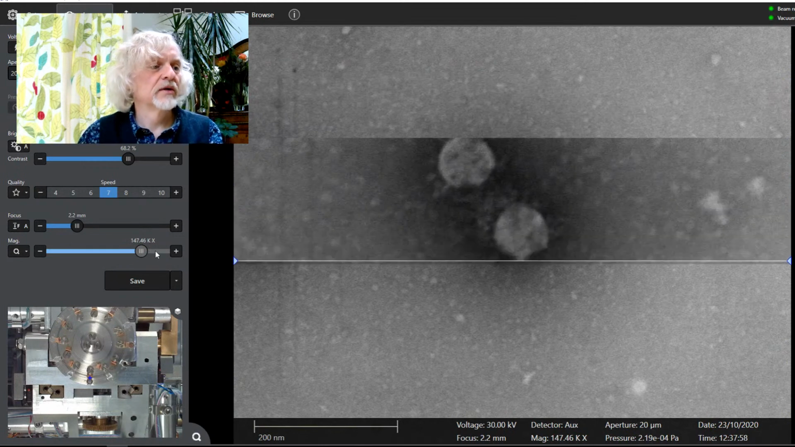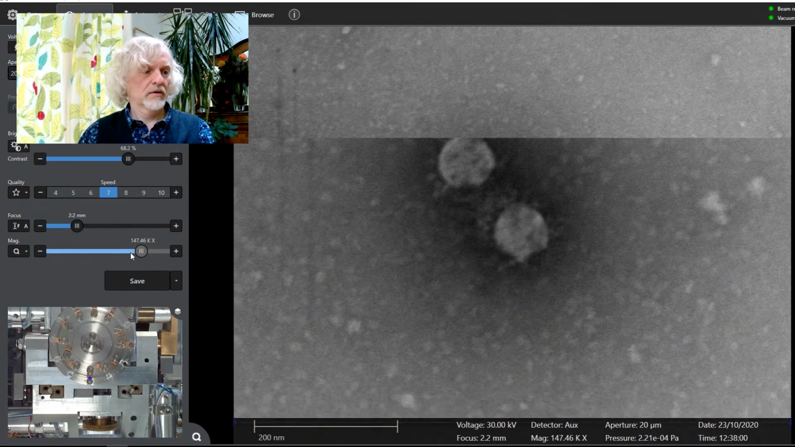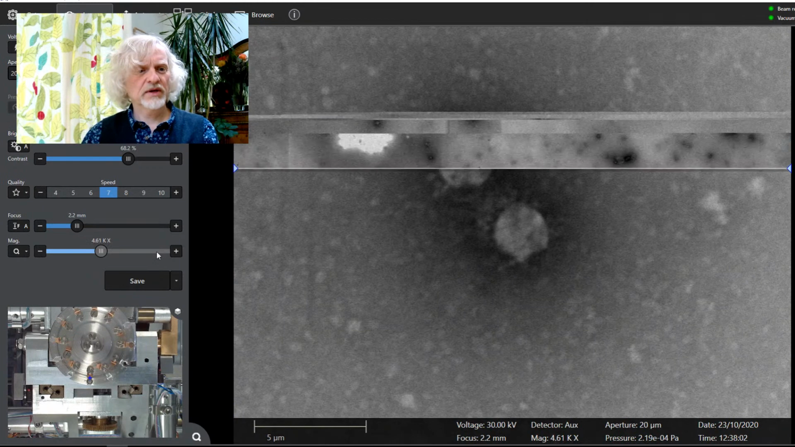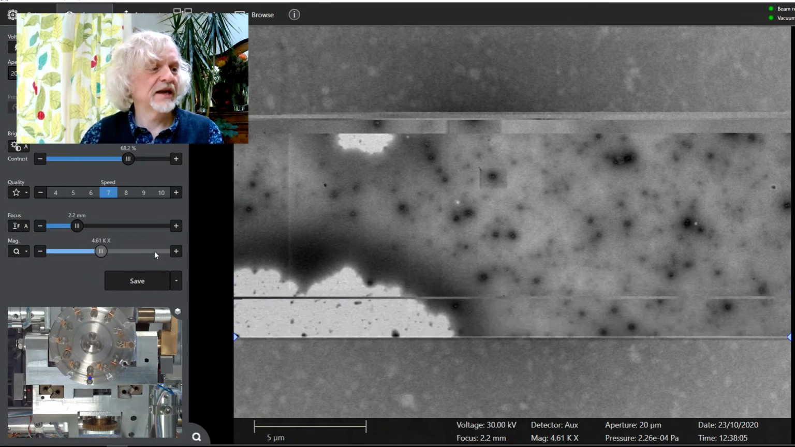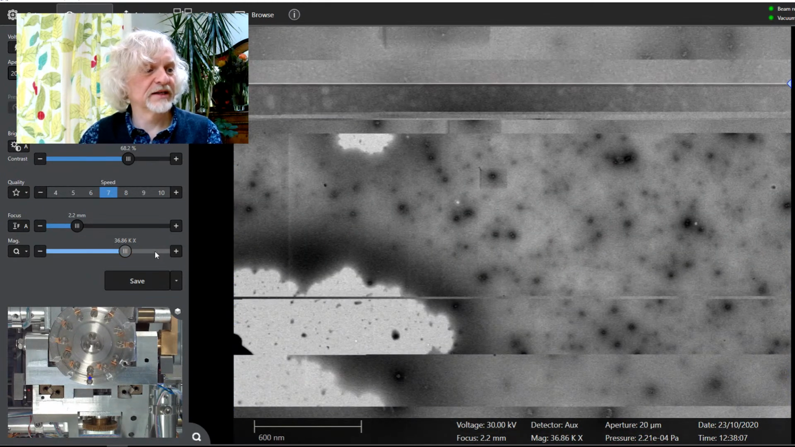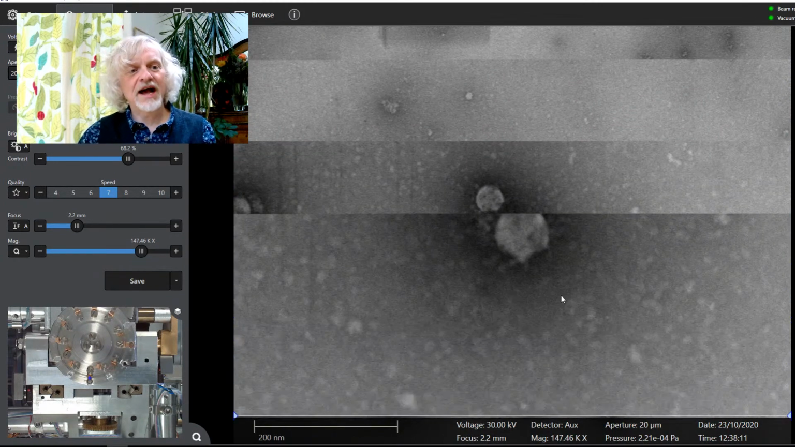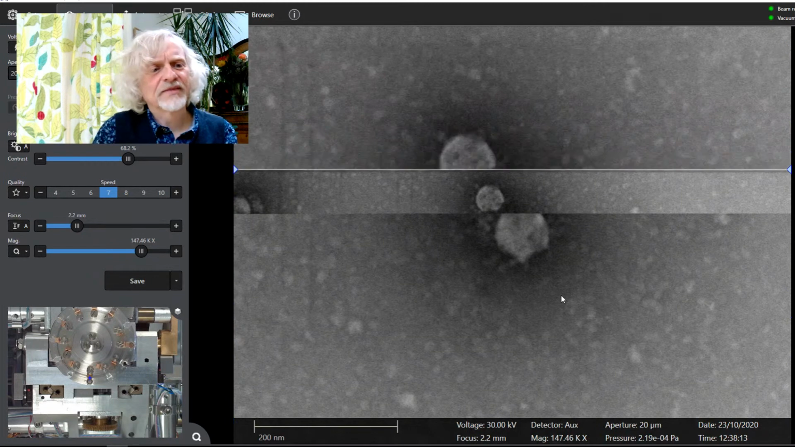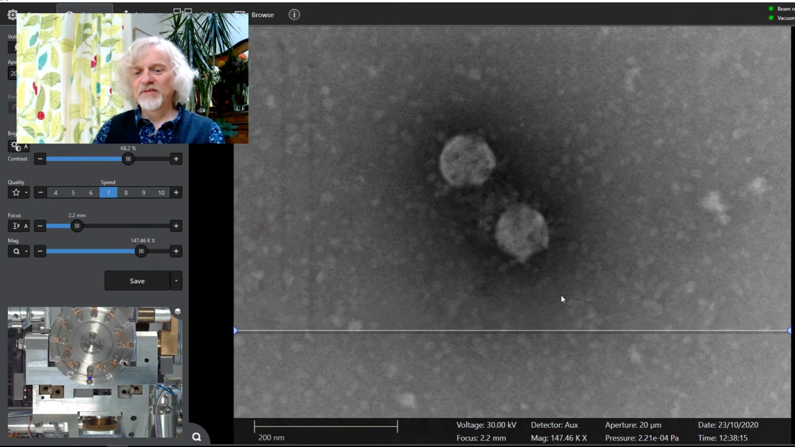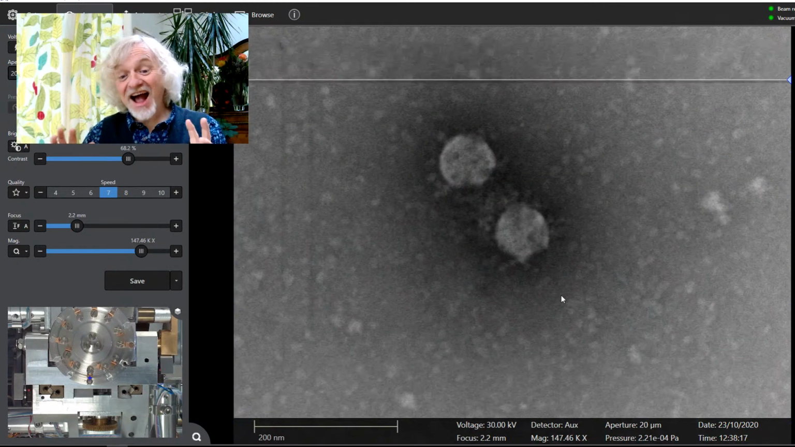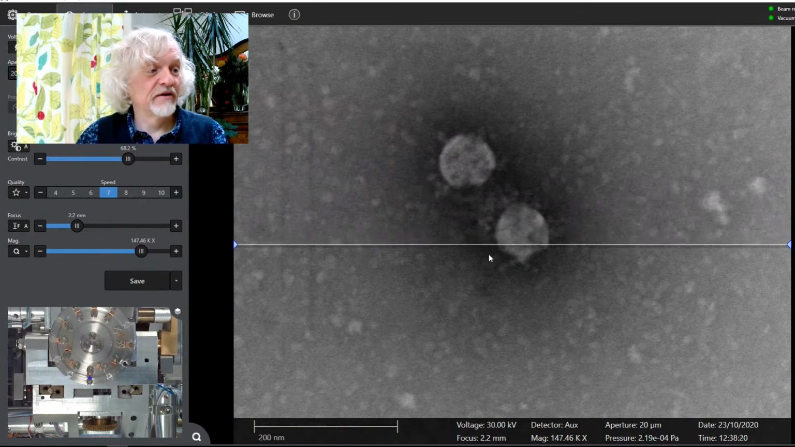And I'm going to go once. Am I going to go once more? My mouse is playing silly beggars with me. Hold on. Right. I'm going to go to that scale there. Right. And I mustn't touch it away. It comes from having a Mac mouse. And that is a coronavirus particle.